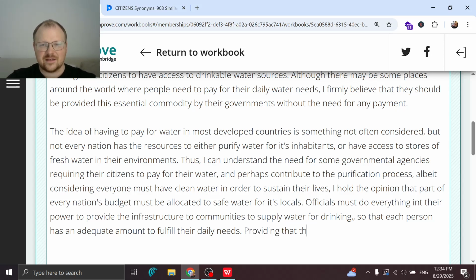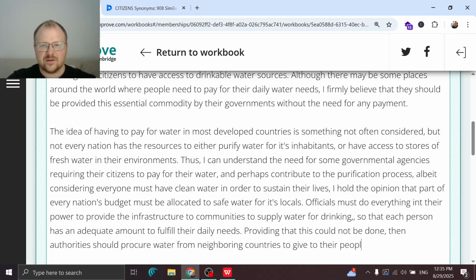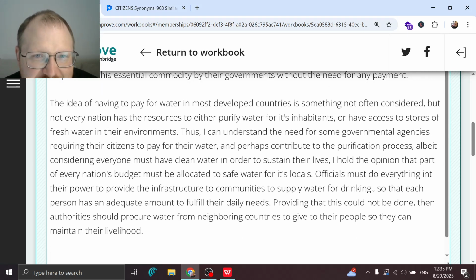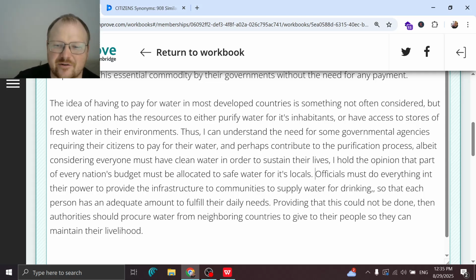Providing that this could not be done, then the authorities should procure water from neighboring countries to give to their people so they can maintain their livelihood. This could probably be another paragraph.